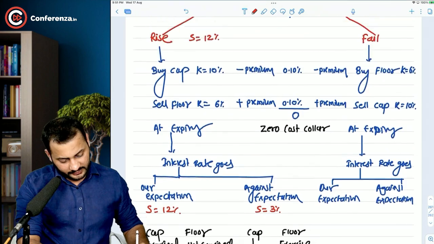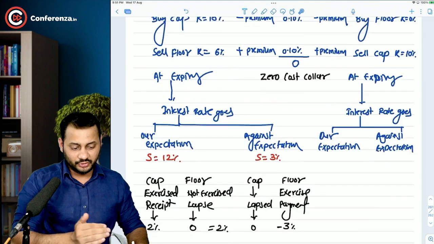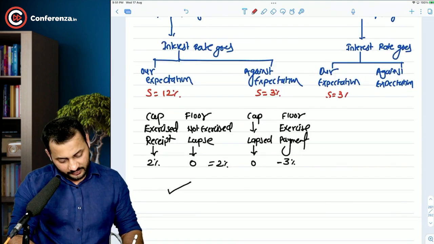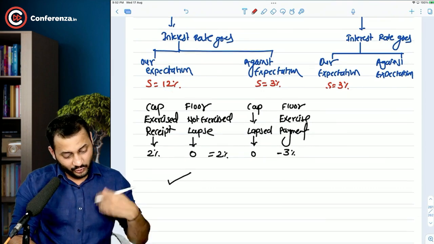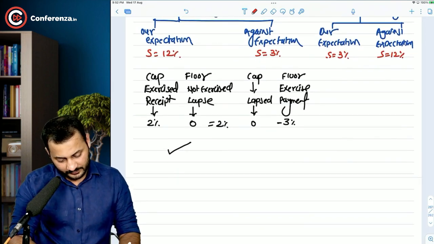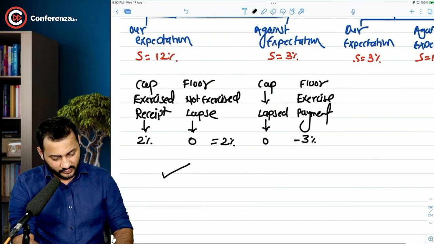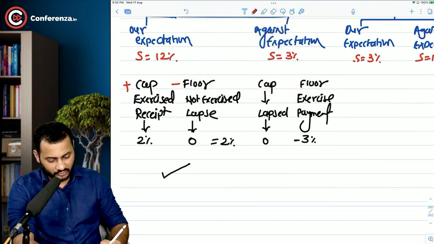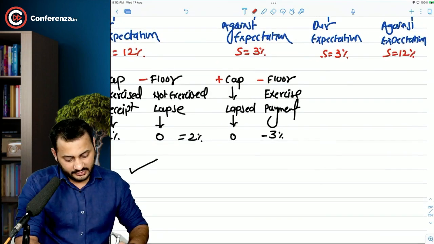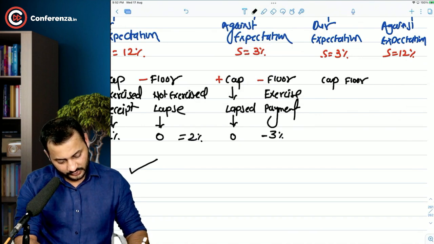So if it goes according to our expectation, what will happen? We expected the interest rate to fall. So if it goes according to our expectation, it should fall. Let's say it has gone down to 3%. And if it goes against our expectation, it might go up to 12%. I'm keeping the interest rate the same so that it's easy for me to explain. Now, if it goes according to our expectation, in the earlier case, we had a buy cap sell floor option. In this case, we have a different position. Cap, floor, cap, floor. I have a space constraint.